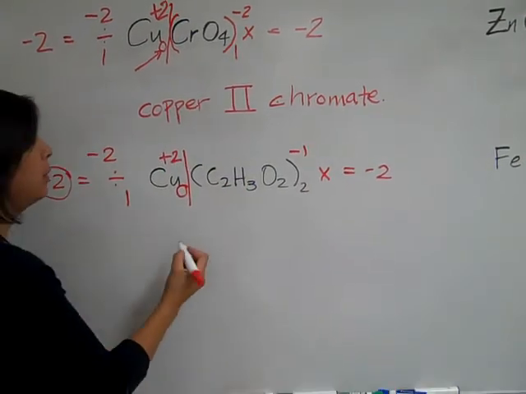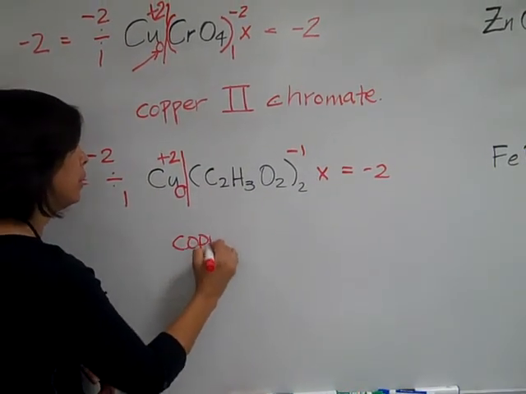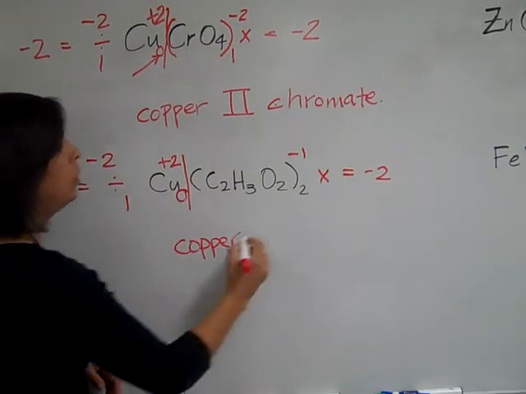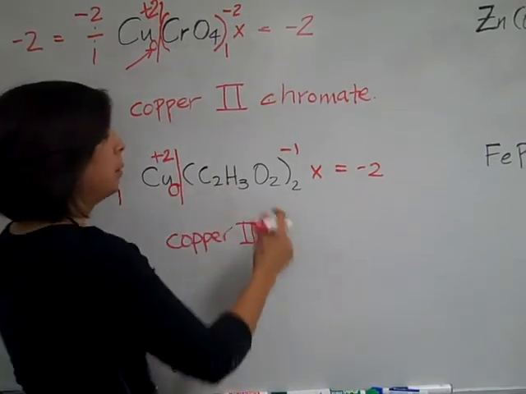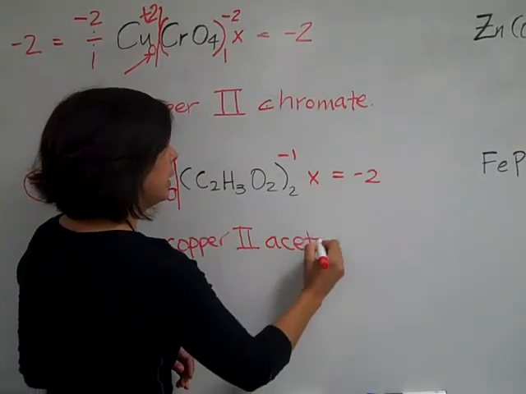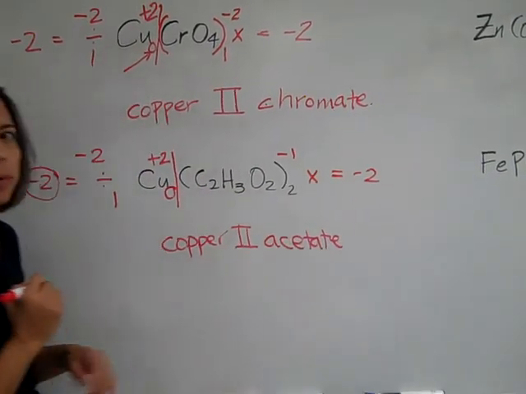When we name it, you name the metal first, which is copper. It has a +2 charge, so you put the Roman numeral 2 after the name, and then you name the polyatomic ion, which is acetate. So copper(II) acetate would be your final answer.